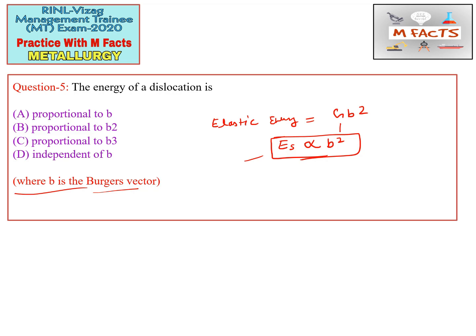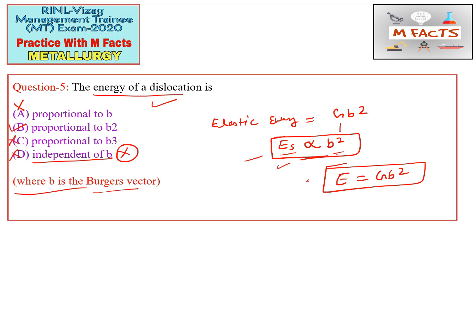Okay, so the energy of dislocation is, this is a wrong answer, this is also wrong, this is also wrong, and this one is proportional to B square. Option D is independent of B. This can never be correct, because the energy of dislocation is related to the magnitude of the Burgers vector. So we can relate this magnitude of the Burgers vector to the elastic strain energy by this formula, that is E is equal to G B square.